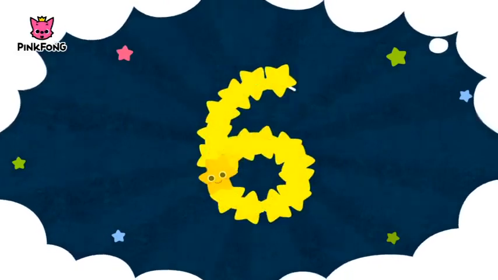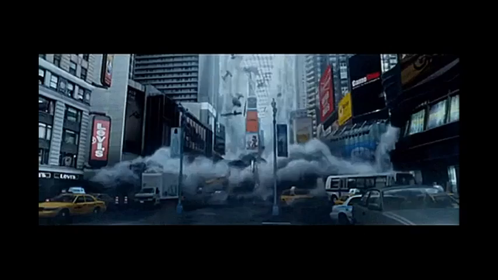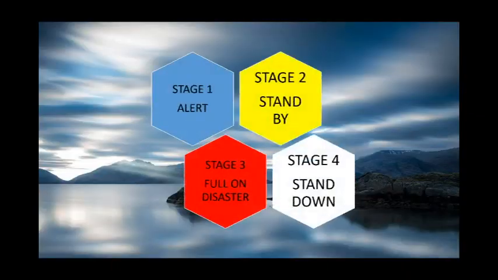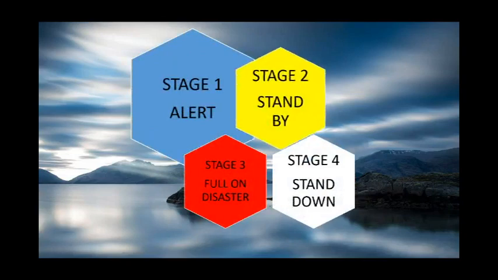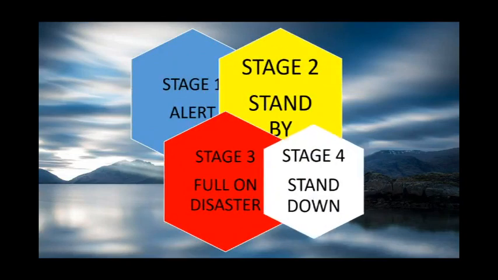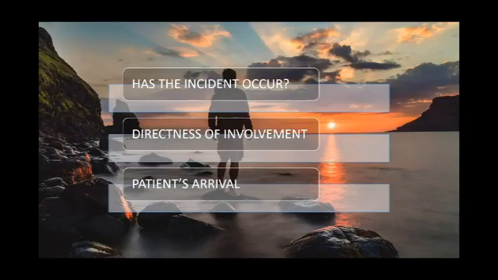Number 6. Staging of disaster. There are 4 stages of disaster. Stage 1, alert. Stage 2, standby. Stage 3, full-on disaster. And stage 4, stand down. The staging is made based on 3 criteria: has the incident occurred, the directness of involvement, and the patient's arrival.